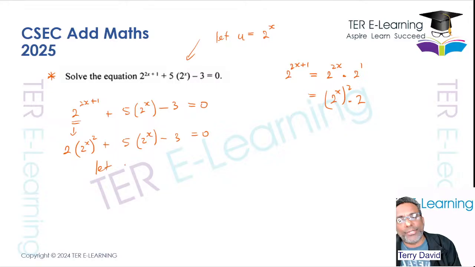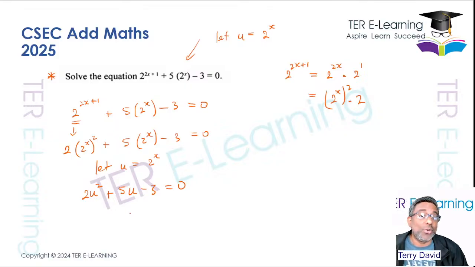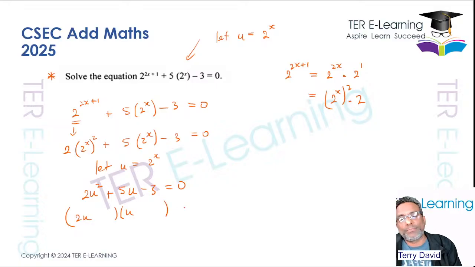Now we're going to let u equal 2 to the power x. So I'll end up with 2u squared plus 5u minus 3 is equal to 0. What I'm doing here is reducing this equation so that it looks like a quadratic. So let's factorize this: 2u by u, let's put a 1 here and a 3 here, so this will be minus and this will be plus. If I work this out, I end up with u equal to a half, that's one possibility, or u is equal to minus 3.